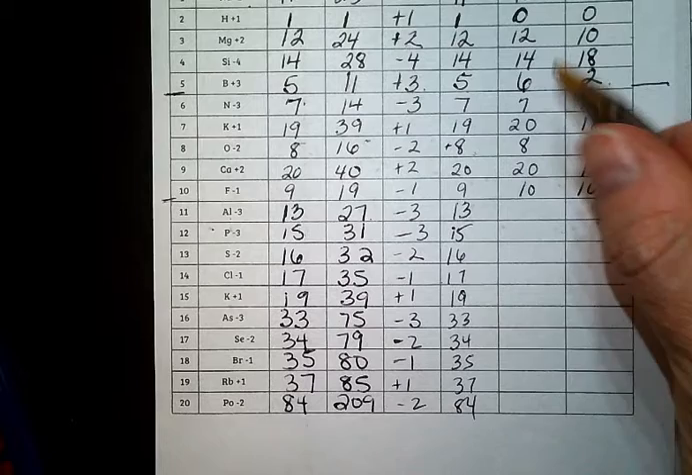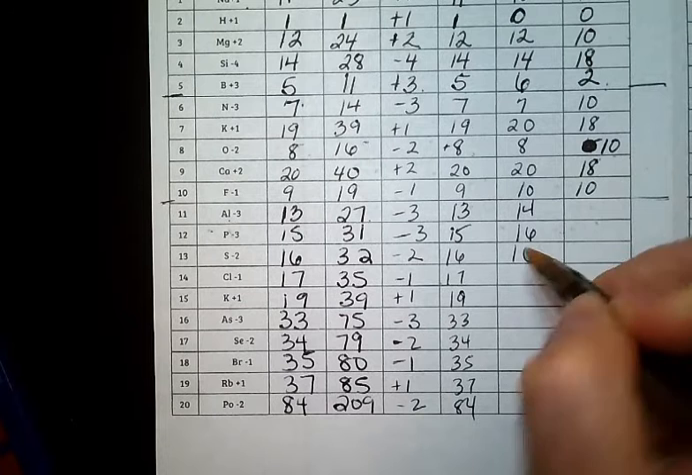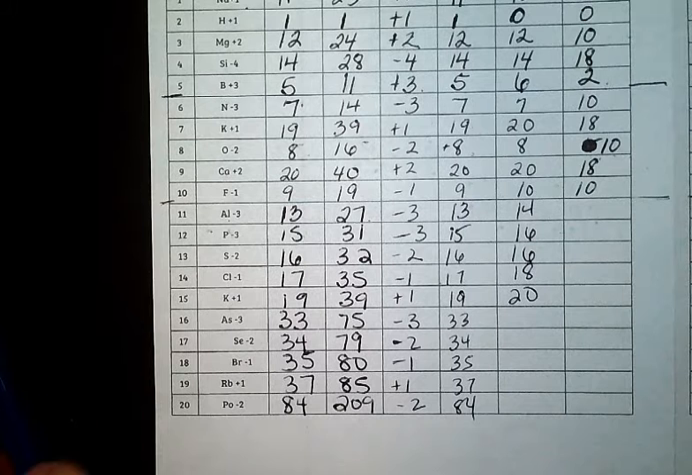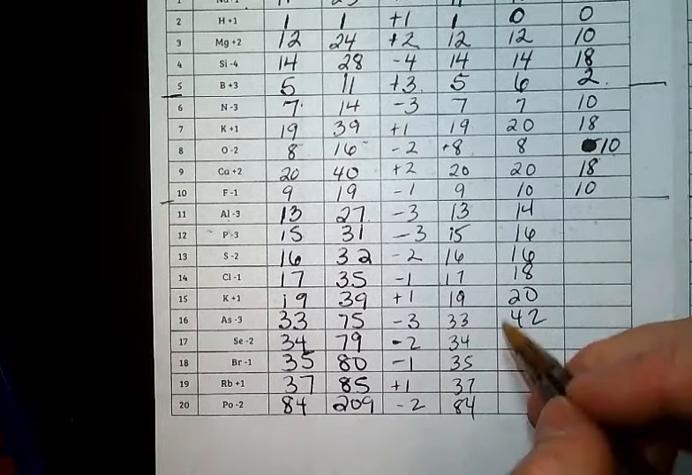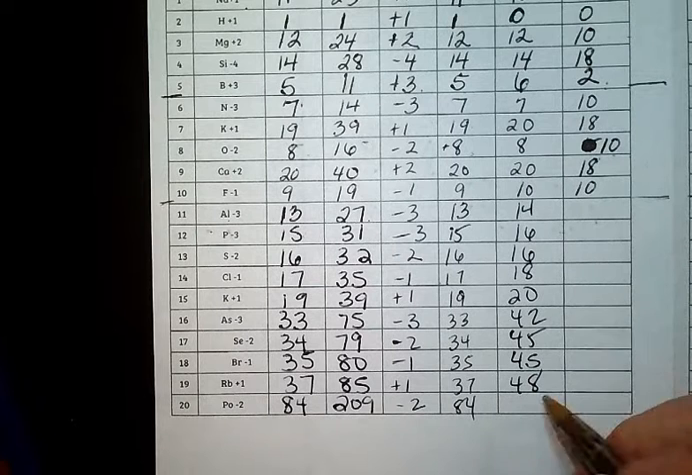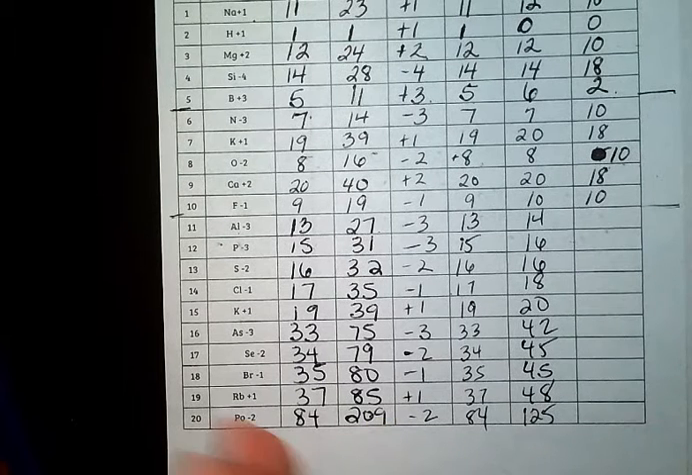I should be able to do these in my head, but I'm not. 31 minus 15 is 16, and this one's 16. That's 18, and this is 20. And 75 minus 33 is 42, and 79 minus 34 is 45, and 80 minus 35 is 45, and 85 minus 37, I had to think about that for a second, 48, and then 209 minus 84 is 125. So that's how I found my neutrons. You take the mass and you subtract the number of protons every time, just a little subtraction problem.